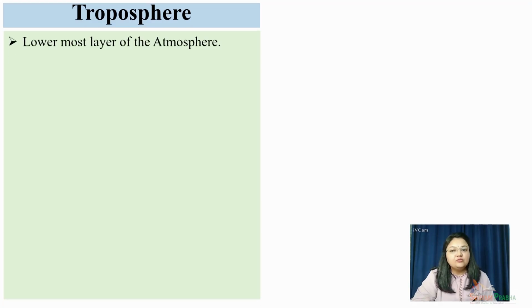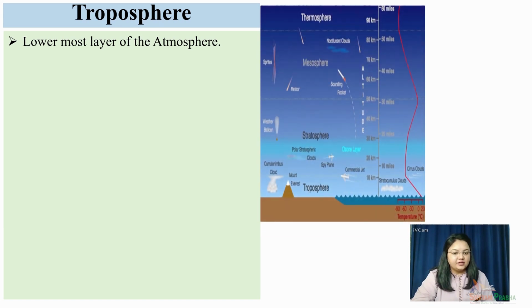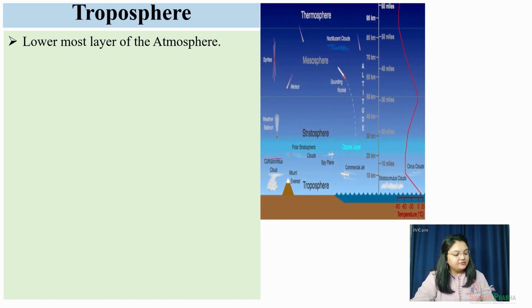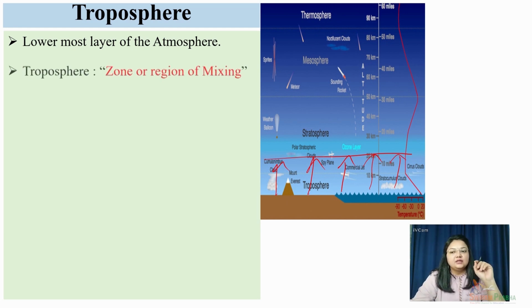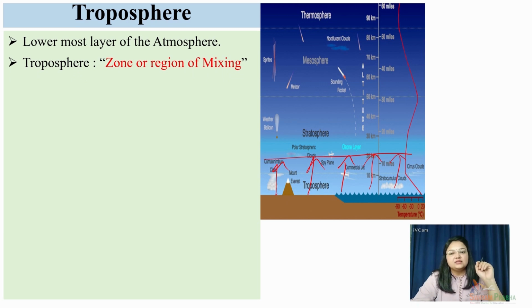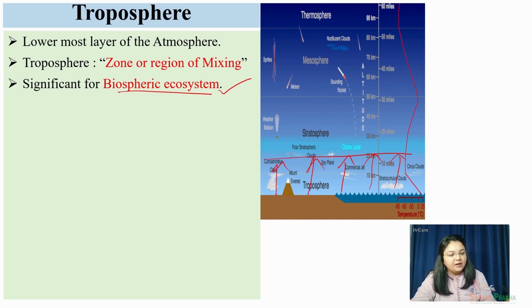Troposphere. The lowermost layer of the atmosphere is troposphere. It is the layer of atmosphere which is found closest to the surface of Earth, because of which this layer is greatly influenced by the existing surface conditions on Earth and in turn also influences the surface conditions on Earth. The word troposphere itself means the zone or region of mixing. Because of this continuous mixing, it is a very dynamic layer. Hence, it is significant for the biospheric ecosystem, including man.